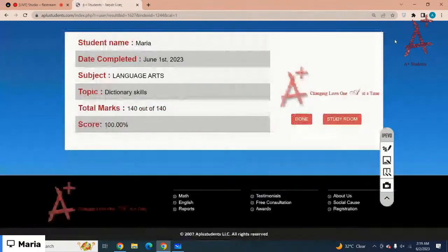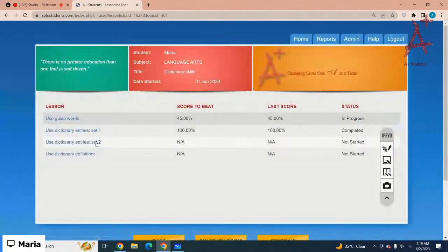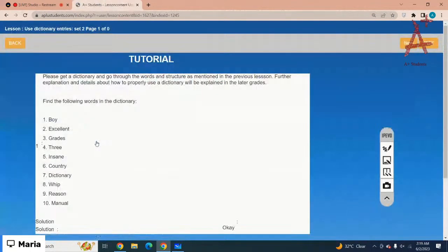Okay, we are done with the lesson. Let's move on to the next lesson. The next lesson is use dictionary entries set 2. Okay, find the following words in the dictionary. I think you don't have the tutorial for it.